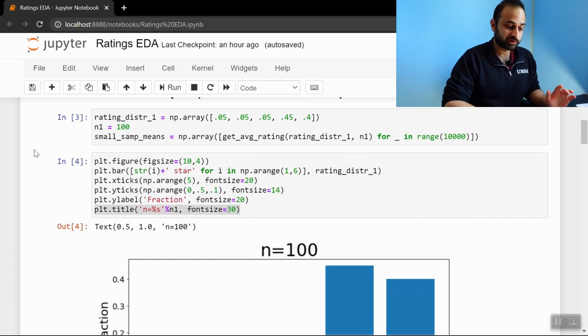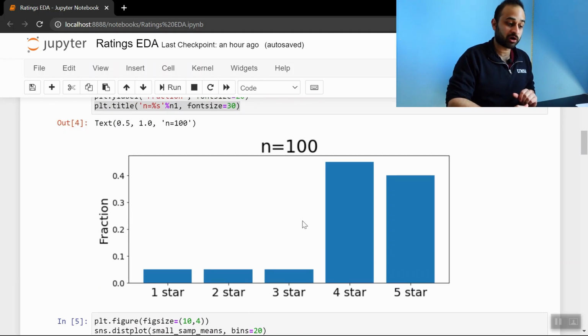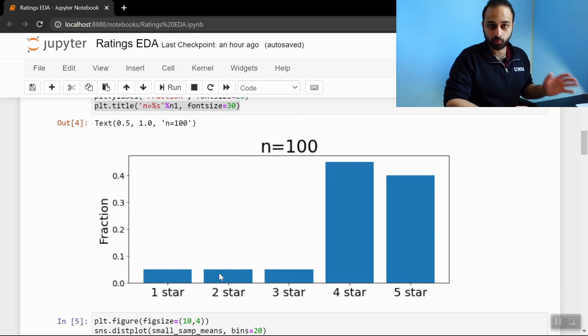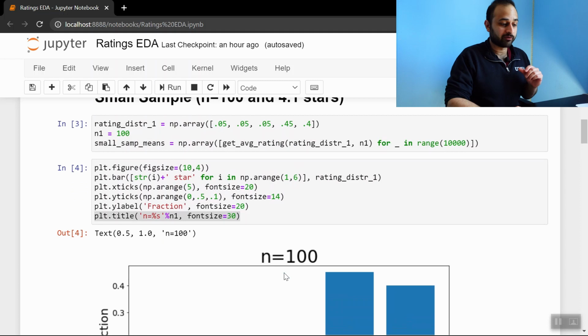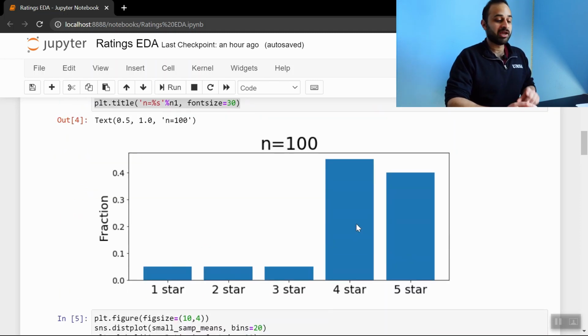So the story begins with this first product, and let's say this is the distribution of ratings that we see on Amazon. As a reminder, this product has 100 ratings, so n is equal to 100. There are 5 different ratings you can give, from 1 to 5 stars. Let's say that 5% of the people think it's 1 star, 5% 2 stars, 5% 3 stars, 45% think it's 4 stars, and 40% think it's 5 stars. If you take the average of all of this, it ends up being 4.1 stars. So this is the distribution for this product.